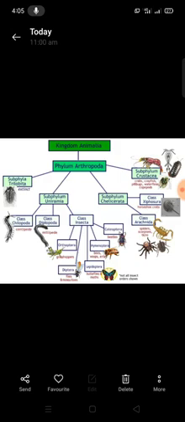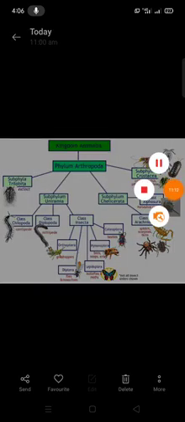The subphylum Mandibulata is classified into four classes here. First one is the Crustacea. Second one is the Chilopoda. Third one is the Diplopoda. Fourth one is the Insecta. First one is the Crustacea.